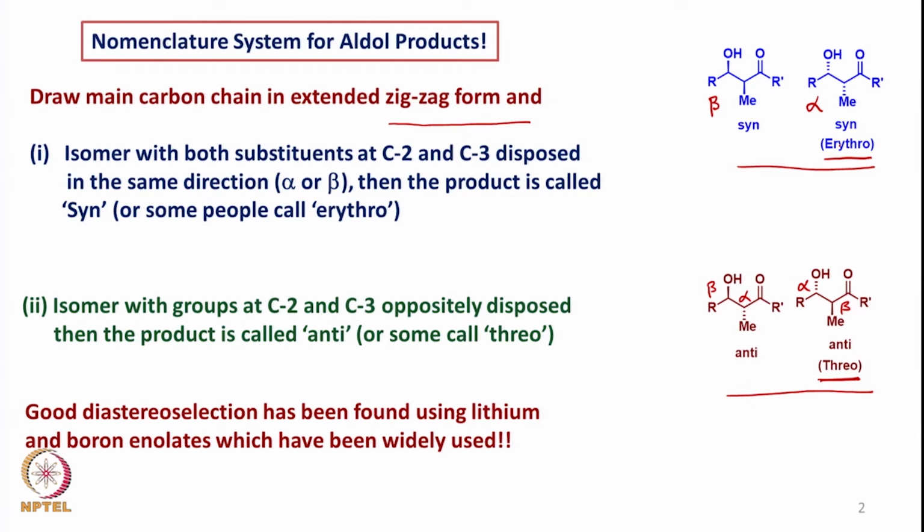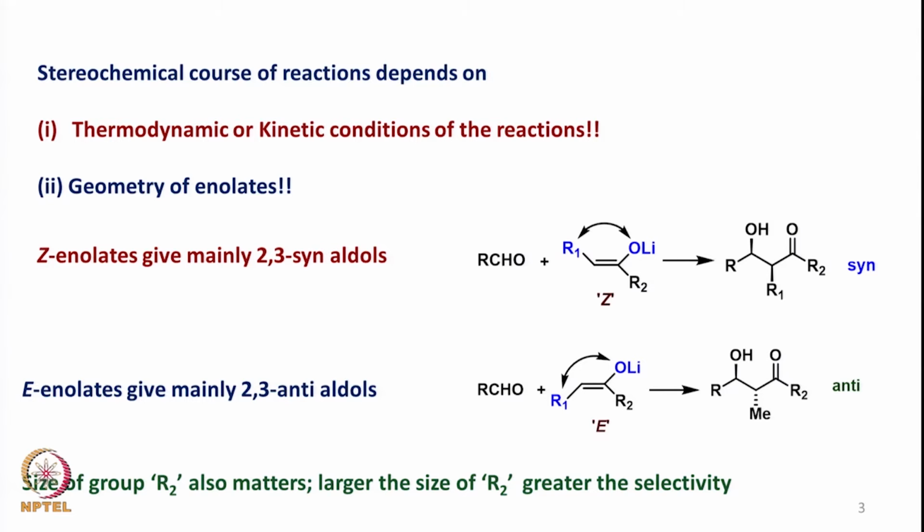It has also been found that good diastereoselection is noticed using lithium and boron enolates, which have been widely used. The stereochemical course of the reaction depends on thermodynamic and kinetic conditions. Different kinds of thermodynamic and kinetic conditions are employed. It also depends on the geometry of the enolates. For example, this is a Z enolate and this is an E enolate. The R1 group is opposite to the enolate here, and therefore this is an E enolate, whereas the R1 group is in the same direction as the enolate, and therefore this is Z configuration. And it is noticed that the Z enolates lead to Syn products and E enolates give anti products.